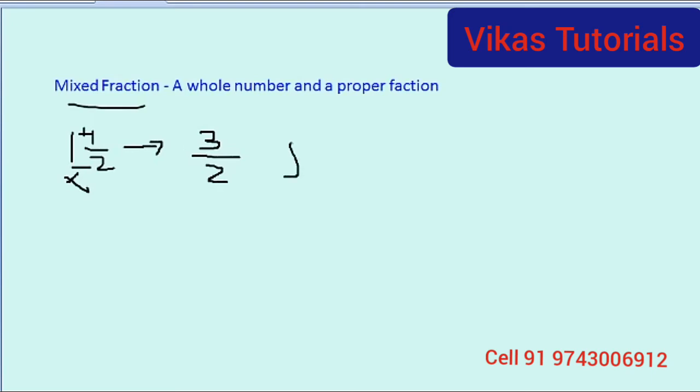If you perform the long division method, see, 3 divided by 2. 2 ones are 2. 3 minus 2 is 1. Take a point here, 0. Then 2 fives are 10, and the answer is 0. So 1 1 by 2 means how much? 1.5, or we can also say it is 3 by 2. Let me solve some other examples.